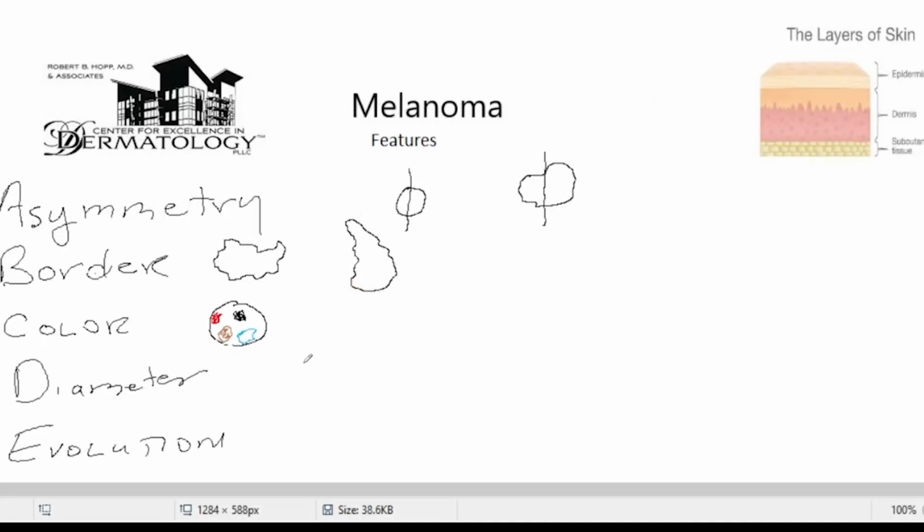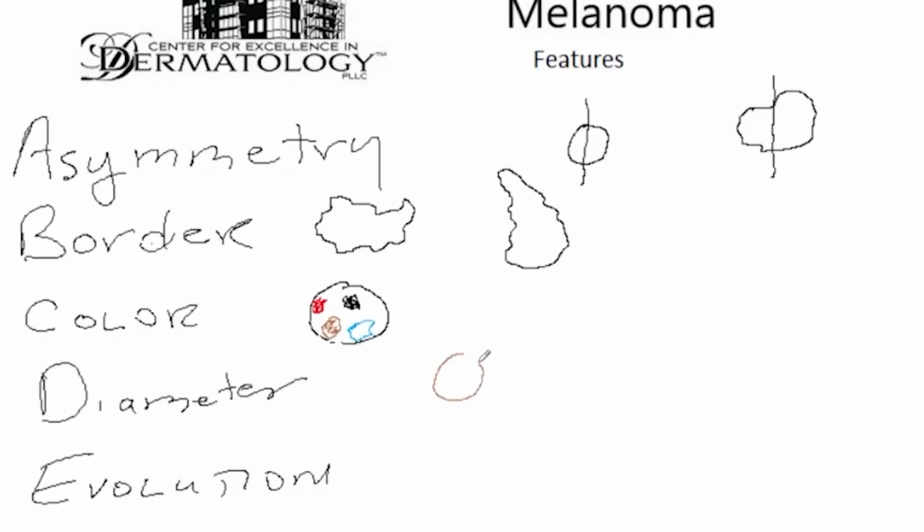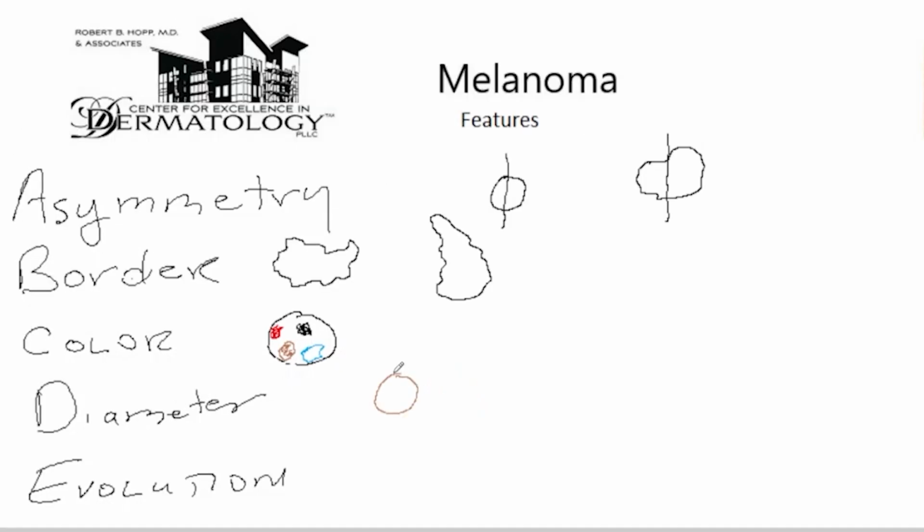The fourth thing is a size greater than 6 millimeters. So 6 millimeters is the size of the end of an eraser on a pencil, and most moles are smaller than that, and they shouldn't get larger than 6 millimeters in diameter. There are exceptions to that, and primarily moles that are present at birth can be bigger than 6 millimeters without that being a criteria. But for most moles that come up later in life, the criteria of 6 millimeters is important. Moles should be smaller than that.